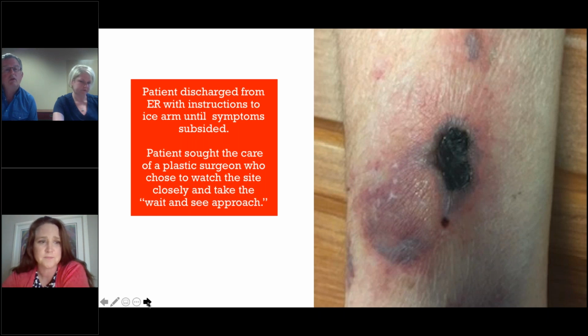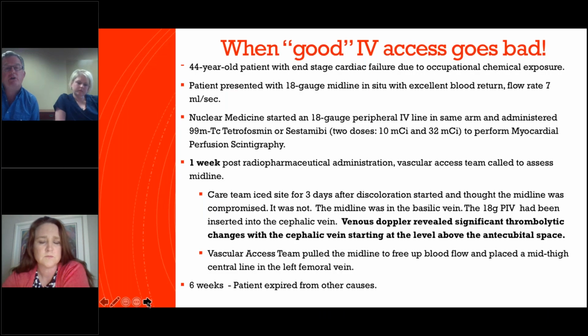Okay. This was interesting because this was a patient, and I know we're short on time, so I'll go through quickly, that had a functioning midline in and got a separate 18 gauge IV in a separate arm right near the midline. And the question that would come up was why couldn't the midline be used? And there were some policy questions. And 1 week post the isotope administration, the vascular access team was called to look at the midline.